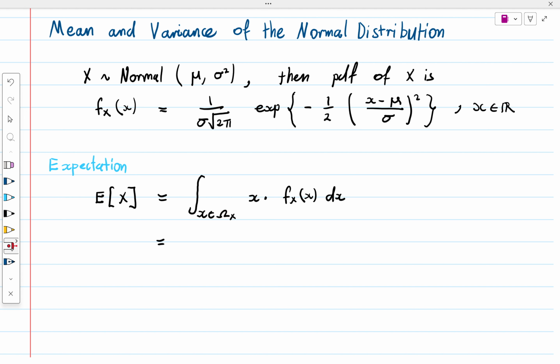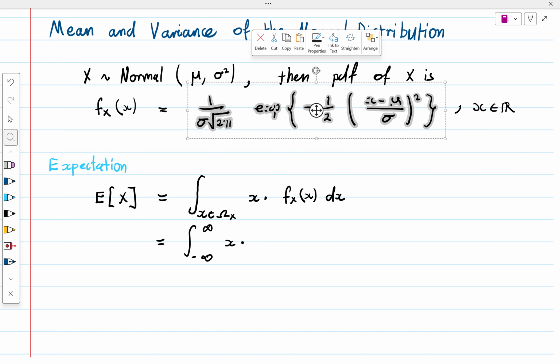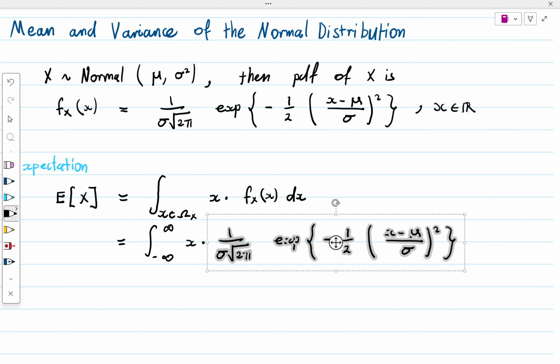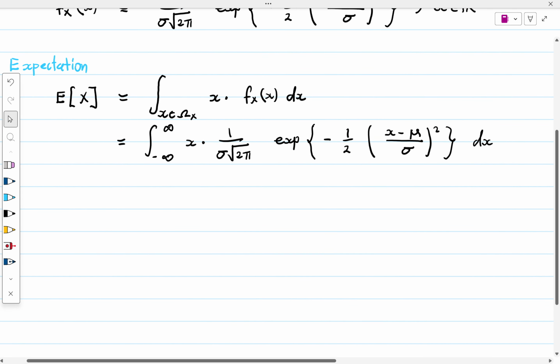Now, in this particular example, our support, where x is an element of omega x, is the real number line. So our terminals need to go from negative infinity to infinity. We've still got our x times, and now I will copy across the definition of the PDF that I just put across here. And then, of course, we're integrating that PDF with respect to x.